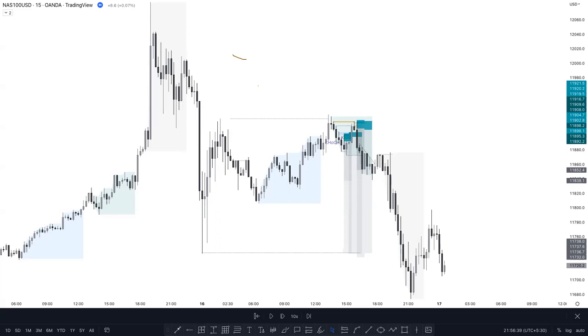For the downtrend pullback, what is the rule? We should break the previous candle high or low. Yes, once the previous candle high is broken, then you can sell.